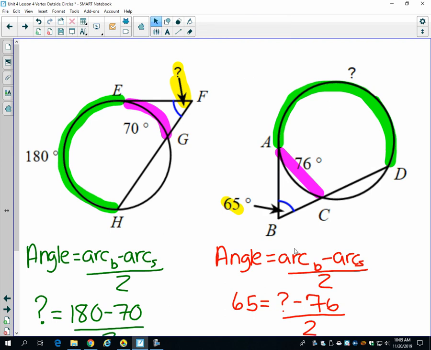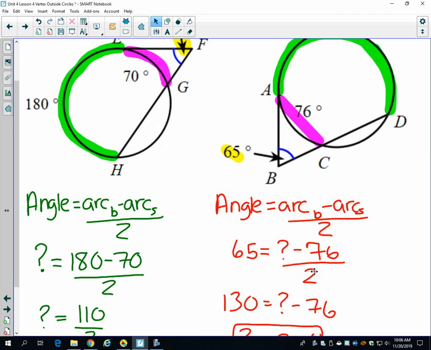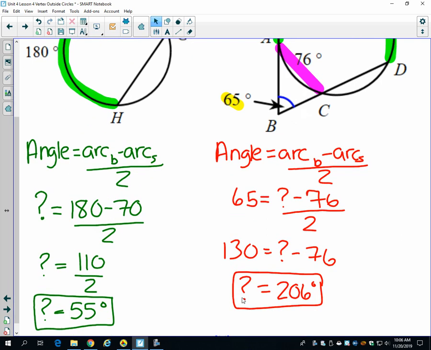I'm going to plug question mark in for arc big, 76 for arc small. Again, I'm going to multiply both sides by 2 to get rid of this 2. Question mark minus 76 stays unchanged. That becomes 130, and I add 76 to both sides to find my big arc to be 206 degrees.